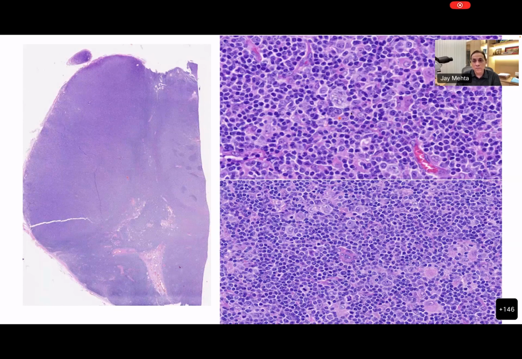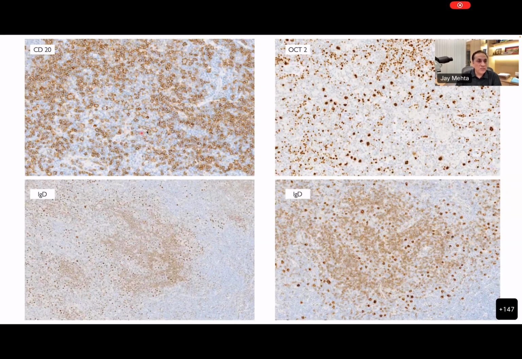the histiocytes, pathognomonic popcorn-like cells, more of these scattered in a population of these small B cells. And CD20 is positive in those small B cells, but it shows you a differential dim expression in those large cells, better highlighted by OCT2.